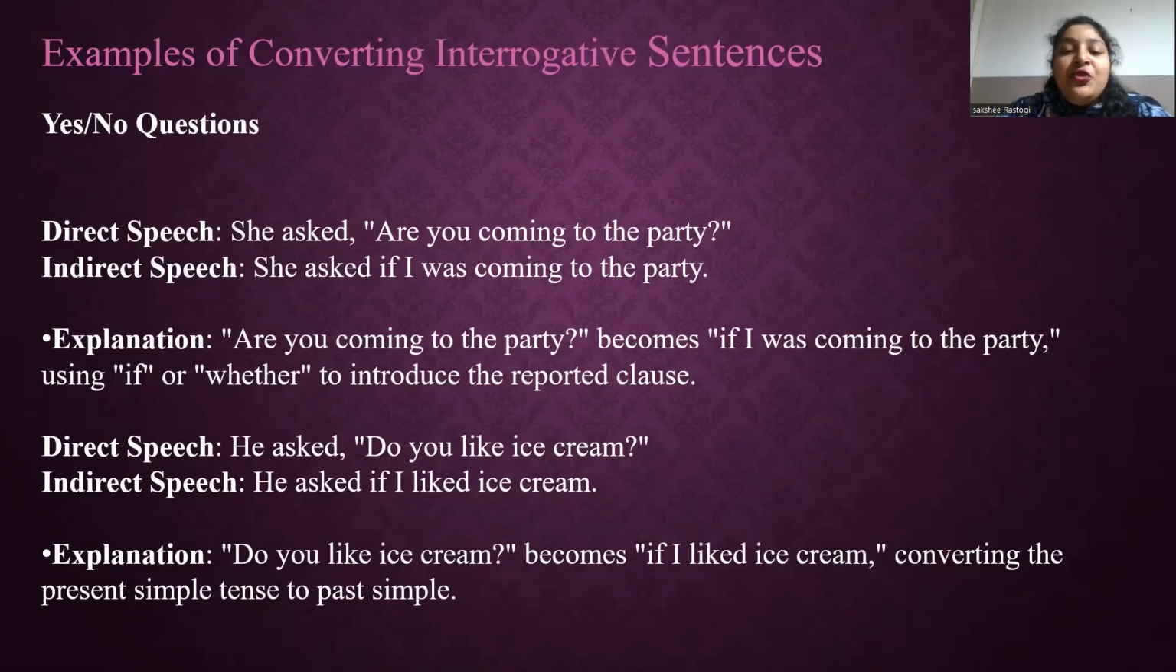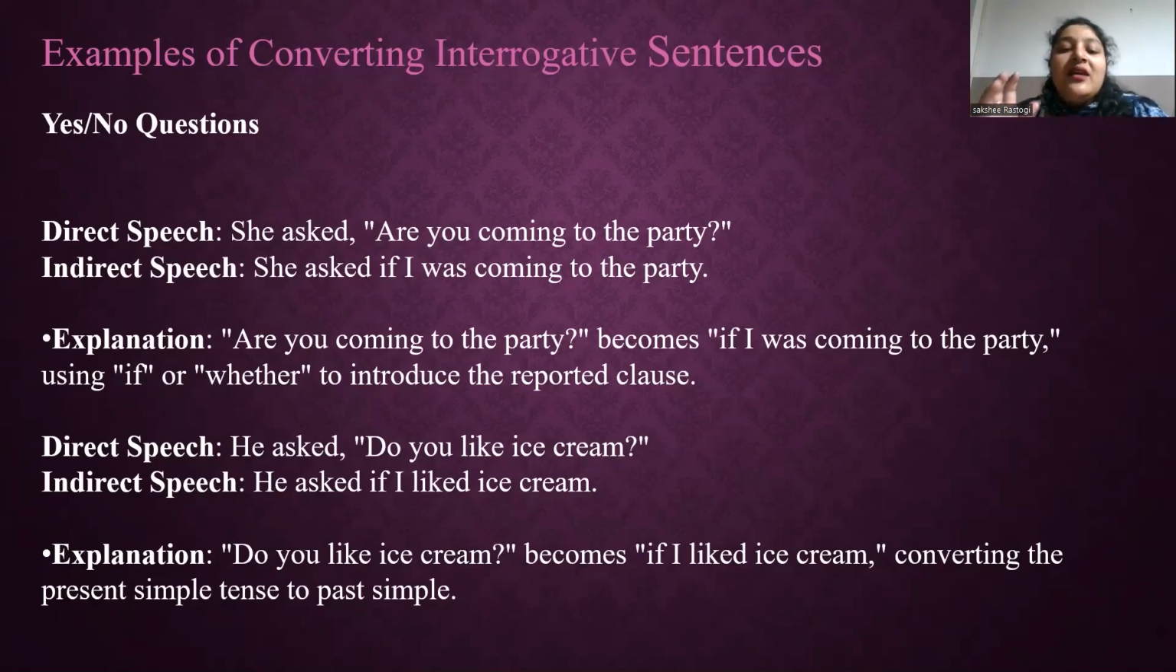In direct speech, do you know the answer? In indirect speech, they asked if I knew the answer. Direct speech, can you help me? In indirect speech, she asked if I could help her. So note that the indirect speech sentences use appropriate reporting verbs, which are asked, inquired, wanted to know, etc., and change the pronouns and tenses as necessary to maintain consistency and logic.